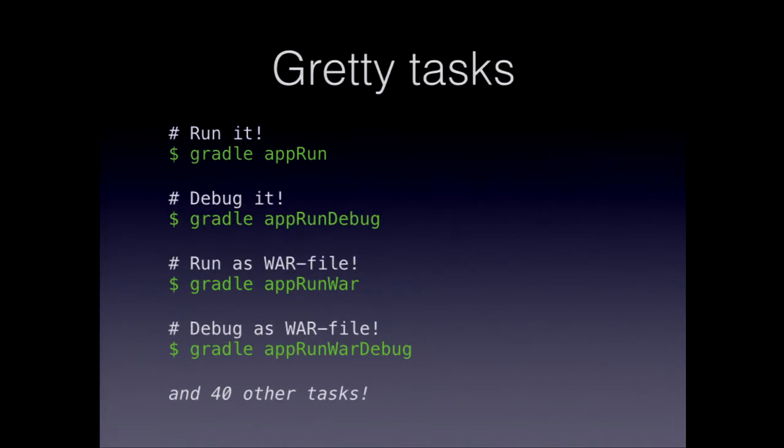Done. Briefly, let's talk about Gretty tasks. One I have already shown. This is appRun. Then there is task appRunDebug. I think it's clear what it does. It starts your web application in debug mode. There are parameters with which you can fine-tune debugging. I will show it later. Then appRunWar. First it builds a WAR file for you, then runs this WAR file on the embedded servlet container. And then the list goes on and on.